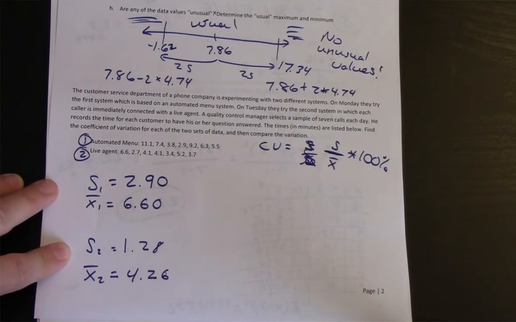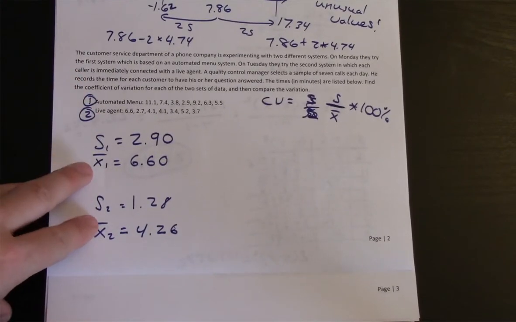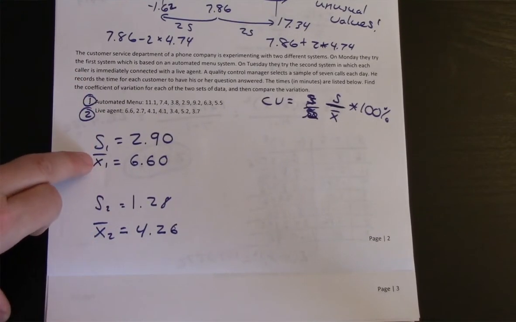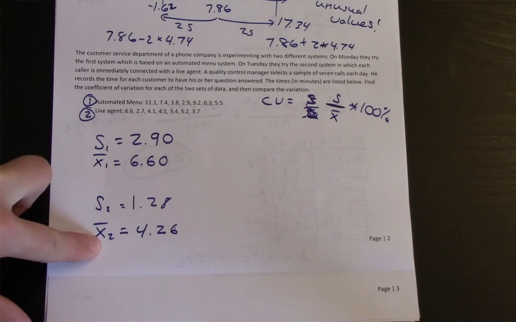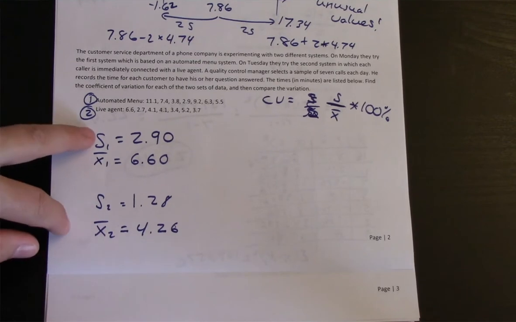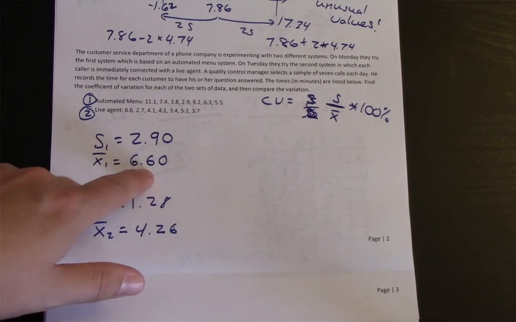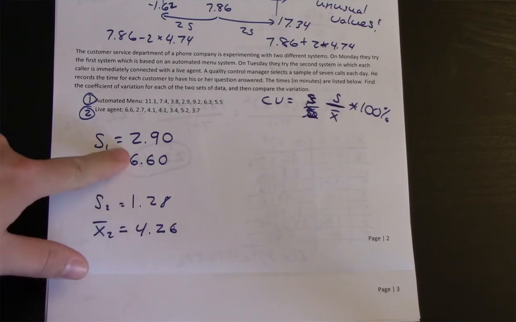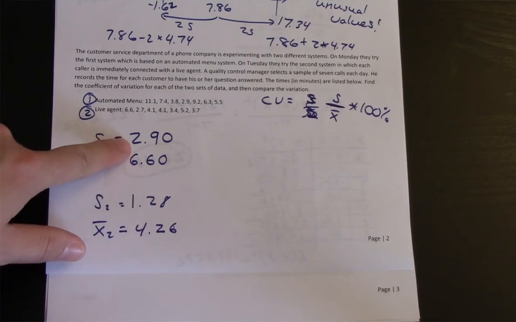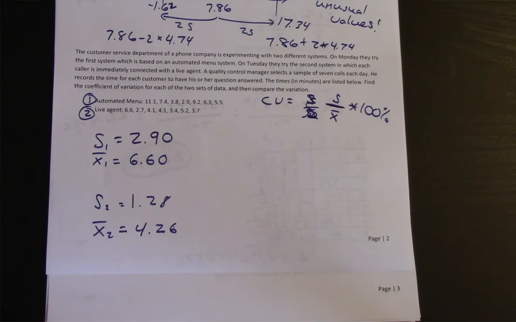Okay, so when you're looking at this raw data that we have here, it looks like the automated menu does take longer, and there's more variability around it, right? So maybe some of these guys are actually finishing in a shorter amount of time than these guys because that variability is so big. Okay, the variability here is much smaller for the live agent.